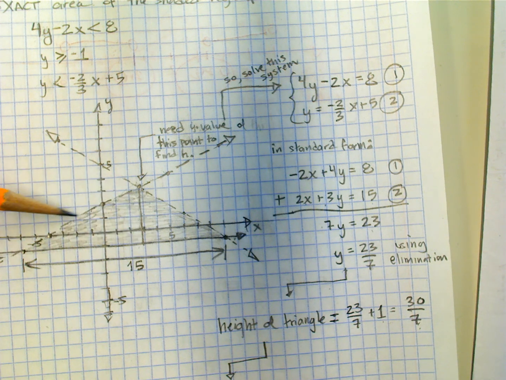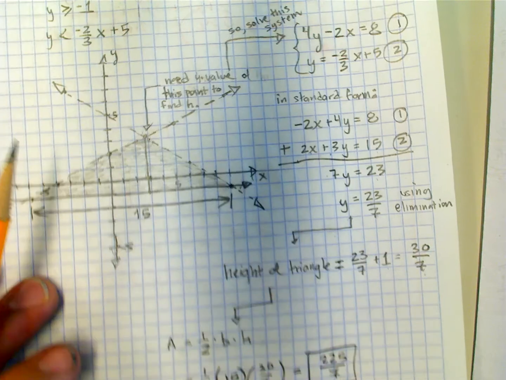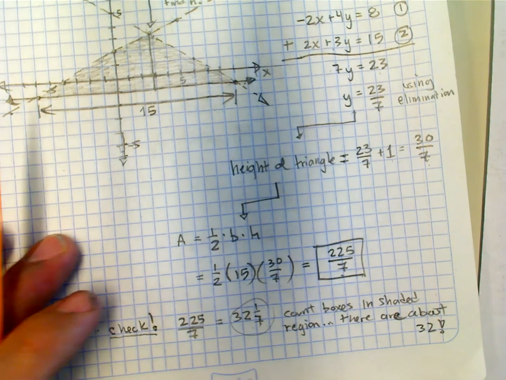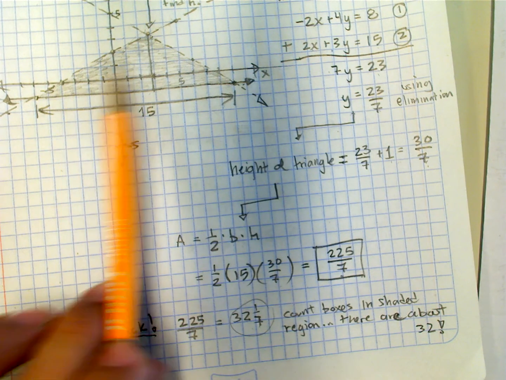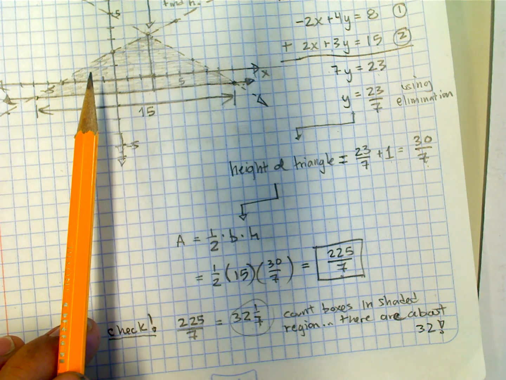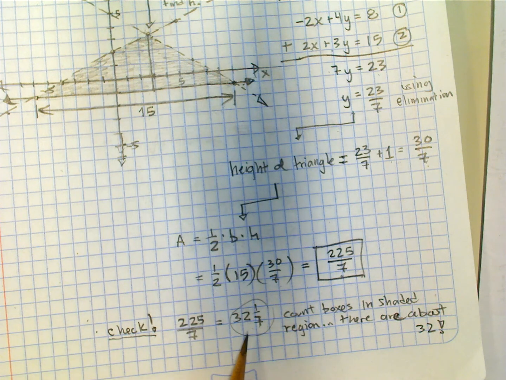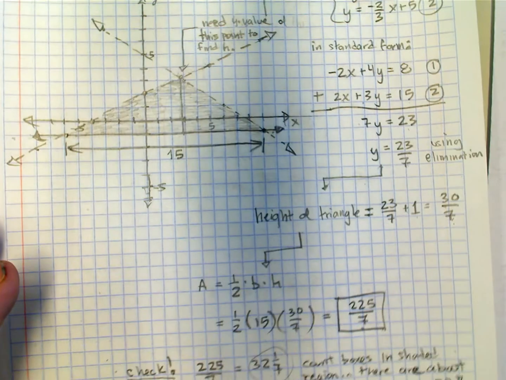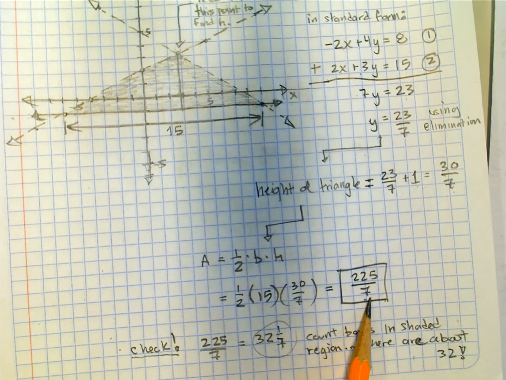And notice I counted some half boxes and stuff, but that gives me some confidence in my solution. Roughly, I just counted the boxes that I found up here shaded in, and there was about 34 of them. Well, really, when you account for all the little half boxes, we end up with something a little bit less than that. But it's very close. I can just say that I counted the boxes in the shaded region, and there's about 32. So I like my solution of 225 divided by 7.